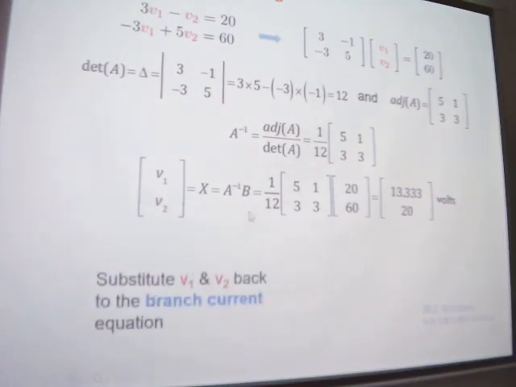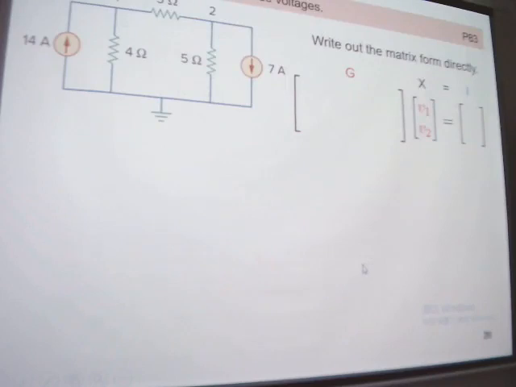Okay, after this, we get our V1 and V2. Clear? V1 equals 13.333 and V2 equals 20 volts. And we substitute V1 and V2 back into the branch current equations. Where are the branch current equations? This one, right? This one is the branch current equation. And we get I2, I3, and I5. And this problem is solved. Clear? And now we are going to see example 3.1.